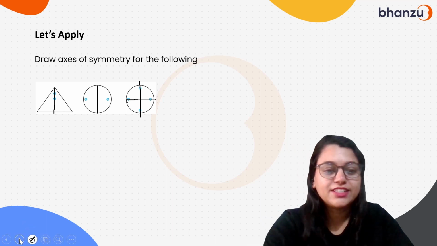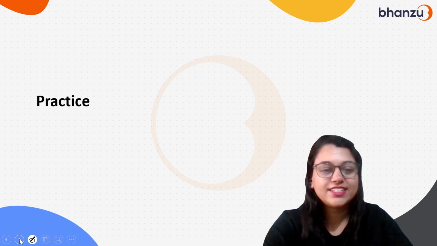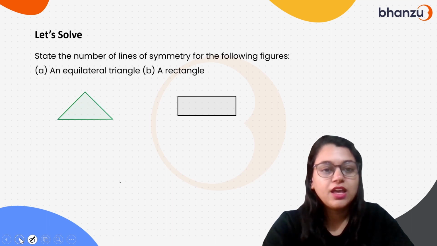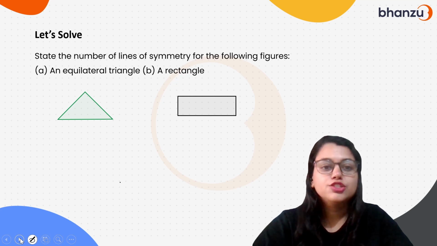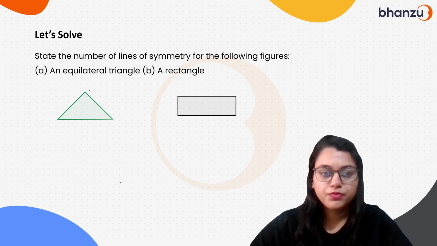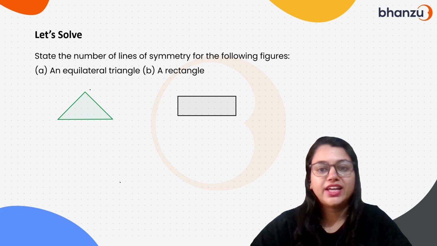Now it's time to practice some more questions here. So let us see question number 1. State the number of lines of symmetry for the following figures. So first is an equilateral triangle. Okay, and we have to find the number of lines of symmetry.